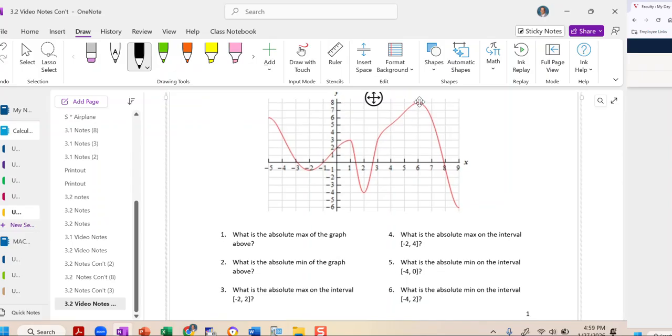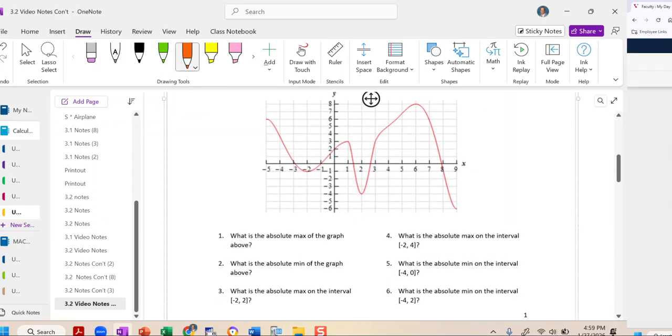Well, notice the absolute max is right here, at y equals 8. Because remember, the absolute max is the y coordinate. So the absolute minimum is down here at -6.